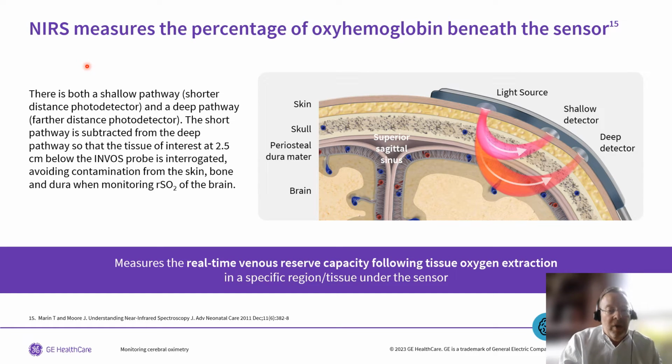There's both a shallow pathway, which is a shorter distance from the light source, and a deep pathway that's a farther distance from the light source. The short pathway measures light penetration to the level of the scalp and skull. If you subtract the shallow detector information from the deep detector information, you're left with only the tissue of interest that penetrates 2.5 centimeters below the level of the probe. This gives you real-time venous reserve capacity for following tissue oxygen extraction in this specific region of tissue underneath the sensor.